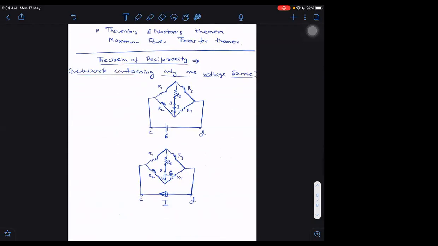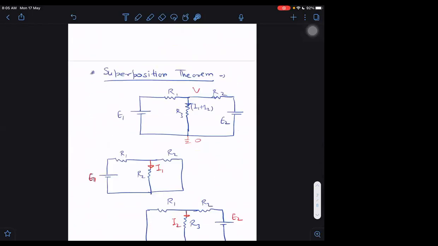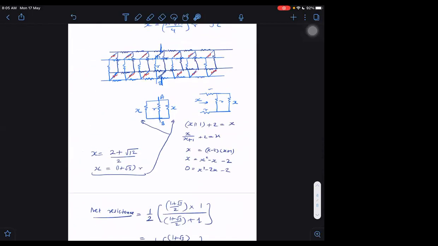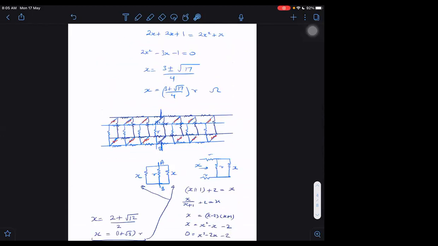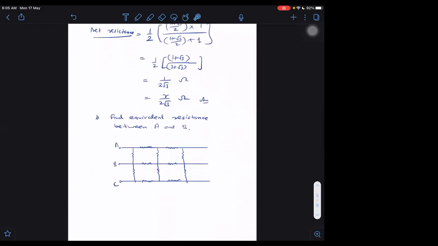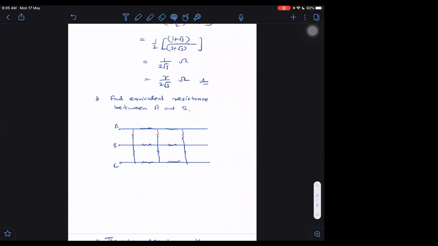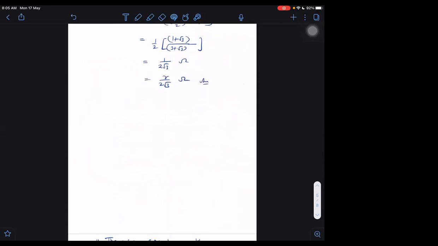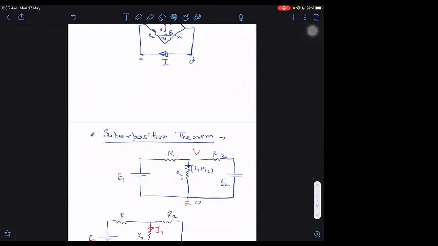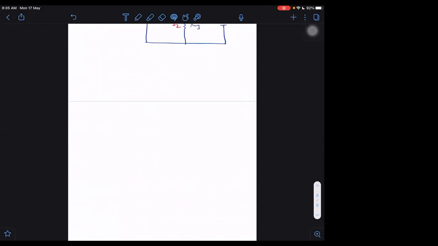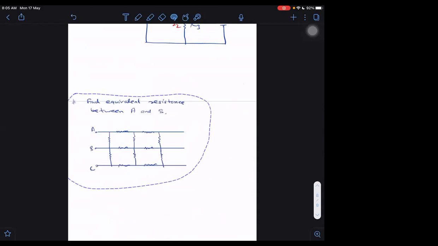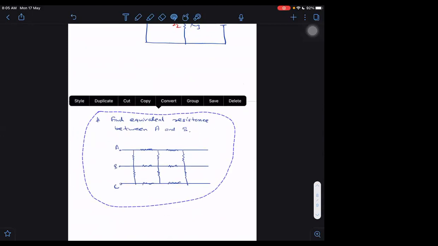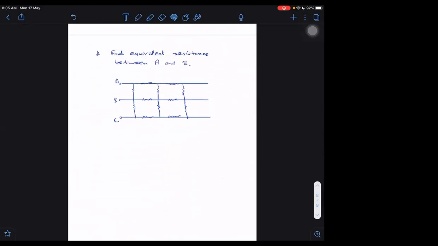What was that question? That question is missing now. Yes, this was the question, right? Did you see? This was the only question. Let me shift it from here. Find the equivalent resistance between A and B. Now it will be very easy to do by the principle of superposition.